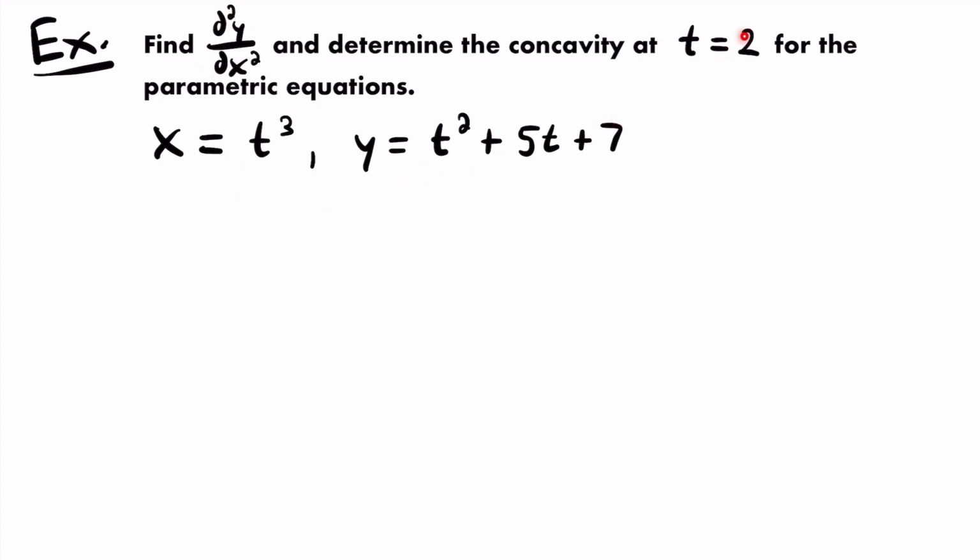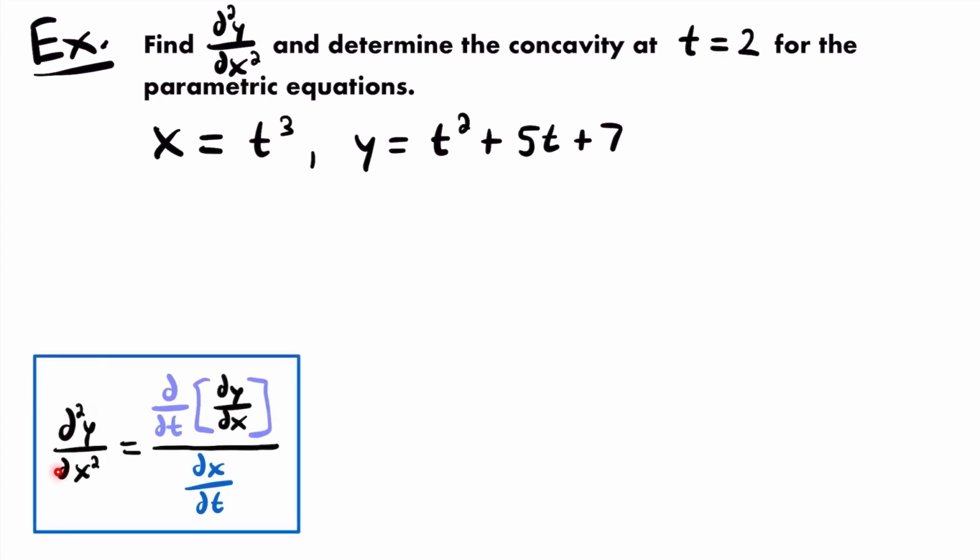What we're going to do is find the second derivative for these parametric equations and then plug that value of t into it to see if it's positive or negative. If the second derivative is positive, we know that the curve is concave up at that value of t. But if the second derivative is negative, then the curve is concave down at this value of t.